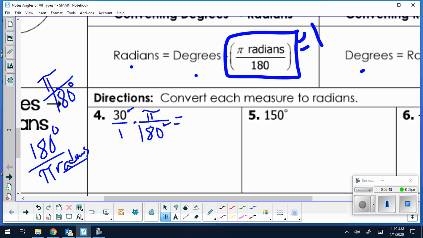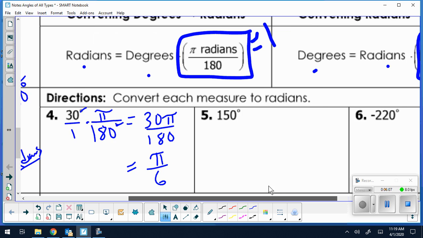So I get 30 pi over 180. And then I reduce. So 30 over 180 is 6 in the denominator, 1/6. So 30 degrees is pi over 6. Okay? Now, I'm going to let you do 150 as part of the assignment.